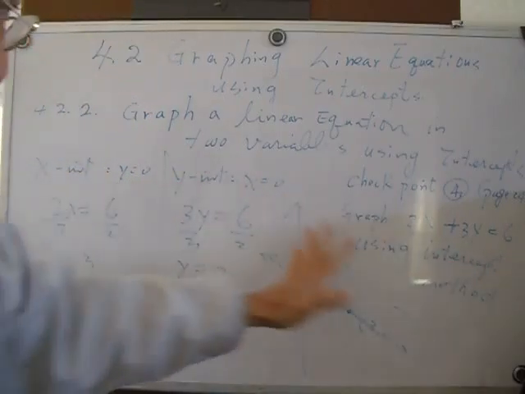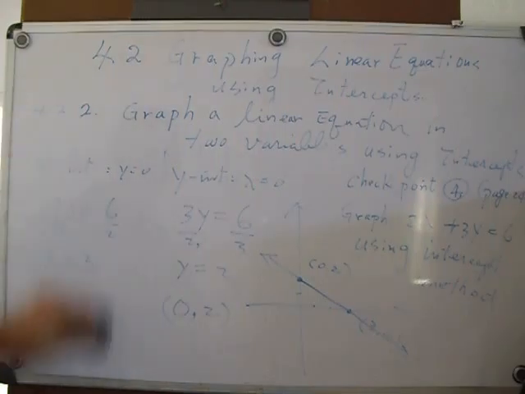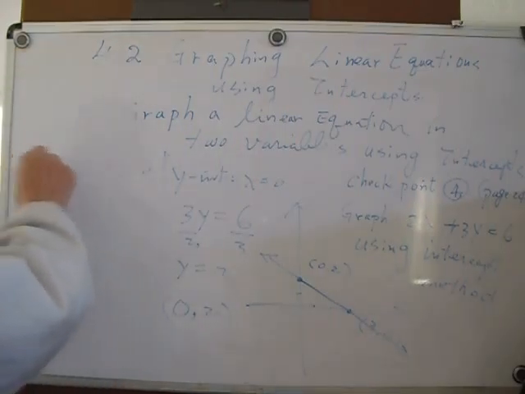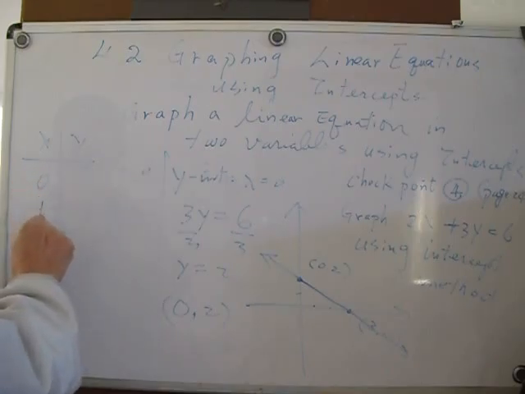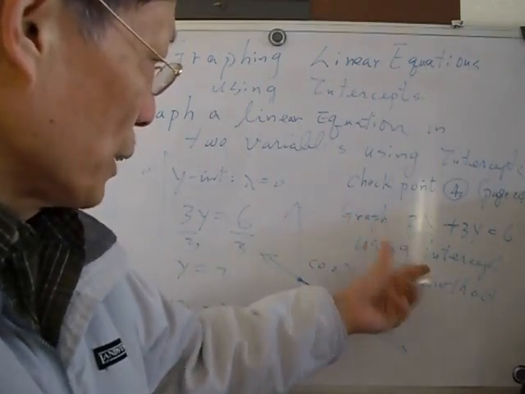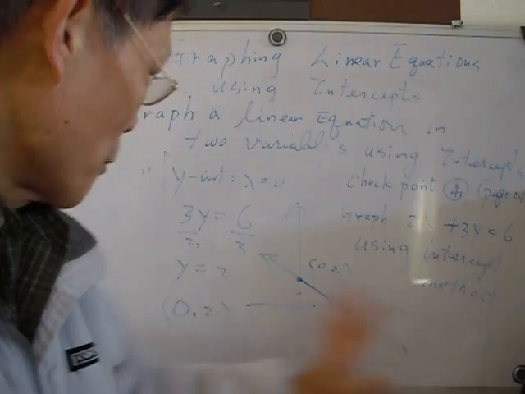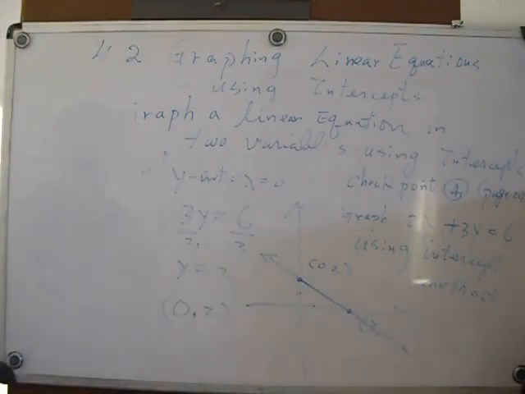That is how we graph a linear equation in two variables using the intercept method. Without saying using the intercept method, you can do it any way you like, like building a table. You set your x to 1, 0, 1, 2, 3, and then find your y values and graph them. That is a graphing problem without any specified method. When it says using the intercept method, you need to do it like this on your exam. Okay? This is our section 4.2.